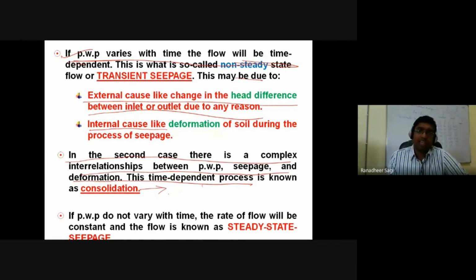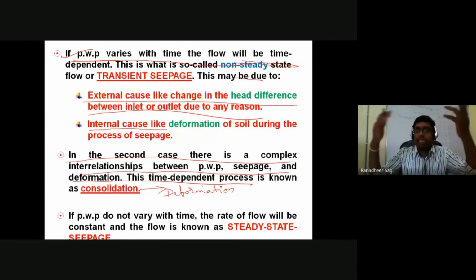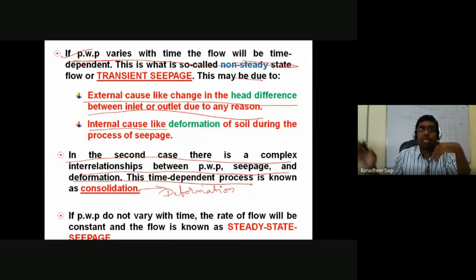So where the deformation is happening in the soil sample, because of that deformation we are not going to see a steady state condition existing there, rather a non-steady state condition would prevail, because the pore water pressures building up in the soil sample are not going to be constant at any point of time. It is going to be changing with time. Pore water pressures initially will be increasing, and as the water starts getting dissipated out of the soil sample, you are going to see a decrease in pore water pressures.